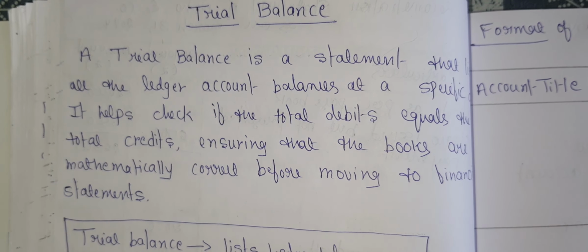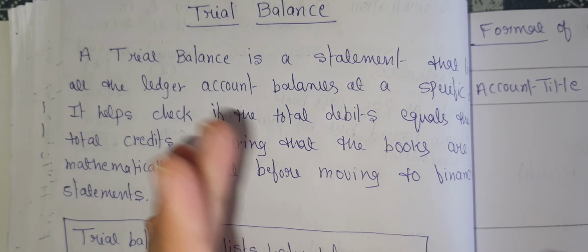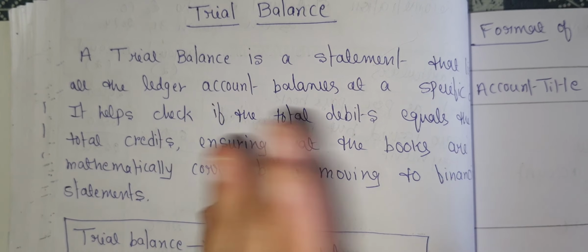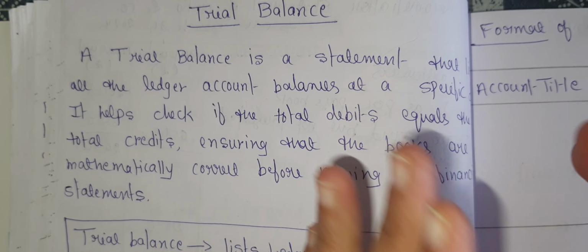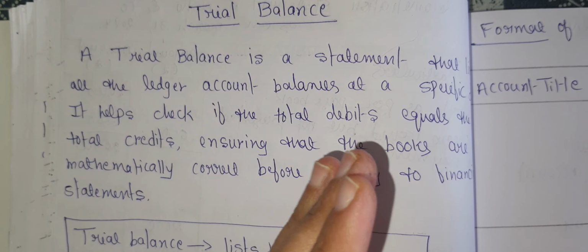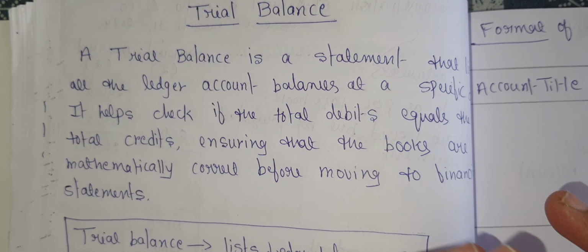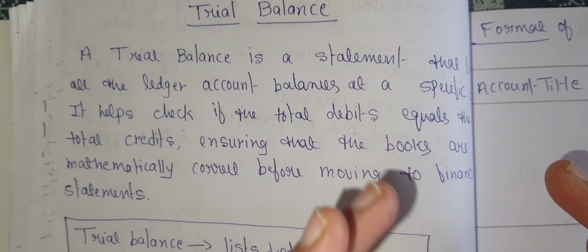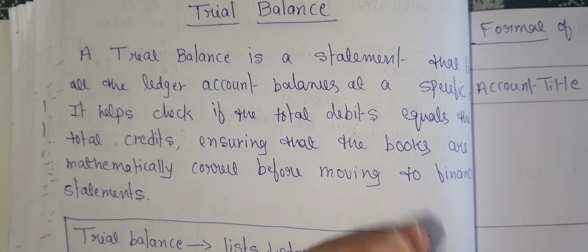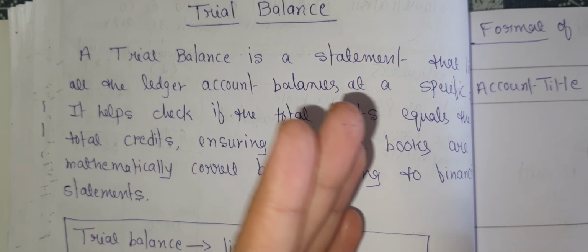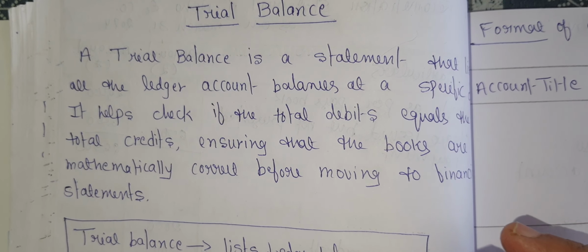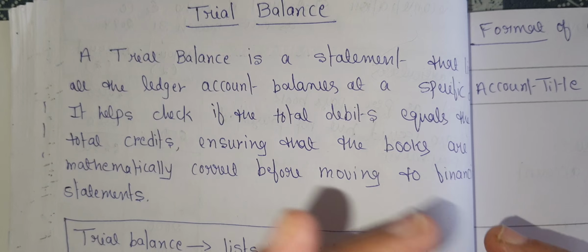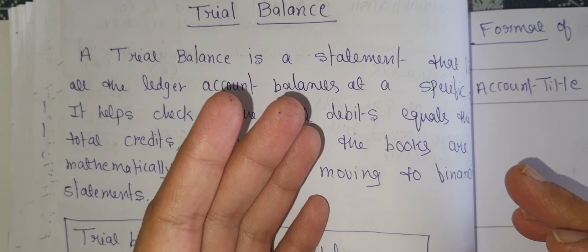Once all the transactions are recorded in the ledger, we move to the next step, that is preparing the trial balance. The trial balance helps us check the mathematical accuracy of our records before proceeding to other adjustments and financial statements. So let's dive deeper into its purpose, format, and how to prepare it.